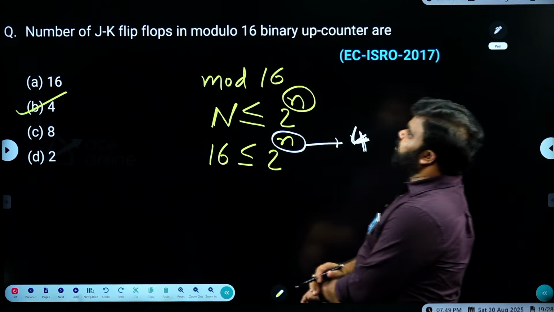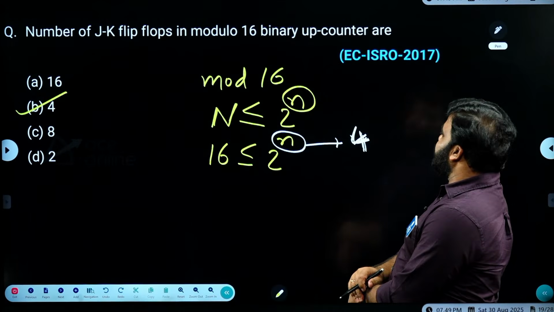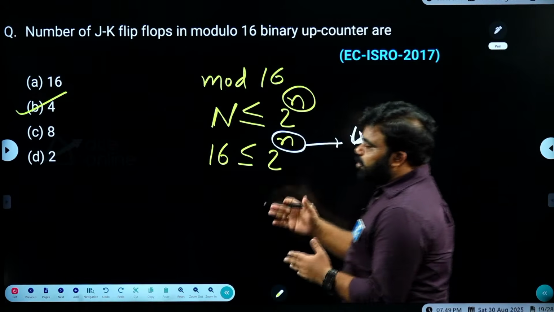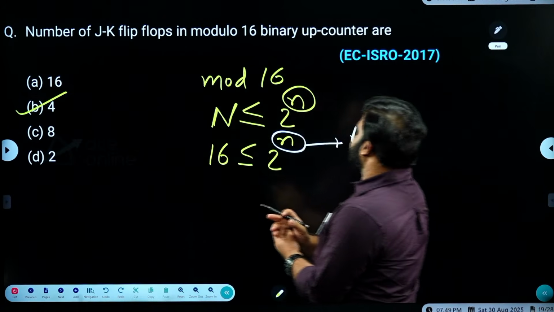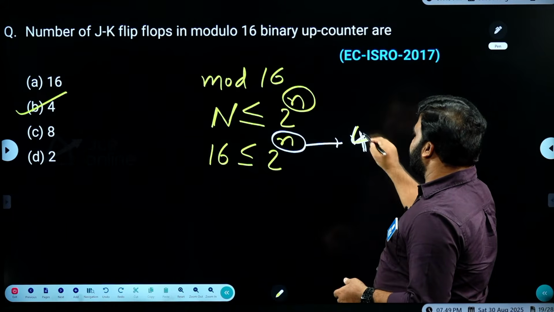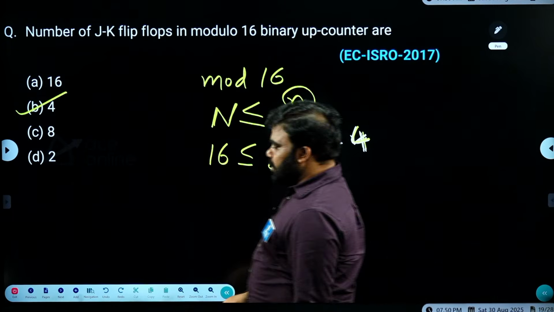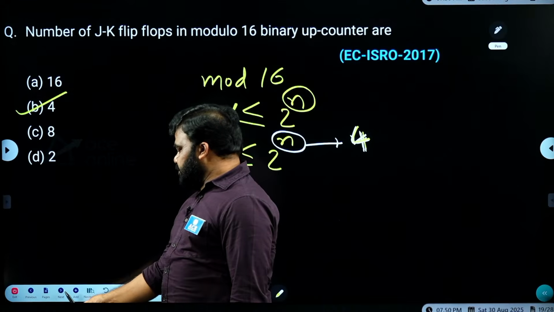The number of JK flip-flops in a modulo 16 binary up counter are. So it is optimal, assuming that it is asked optimal, we are saying that the answer is 4. Now let us see the next question.